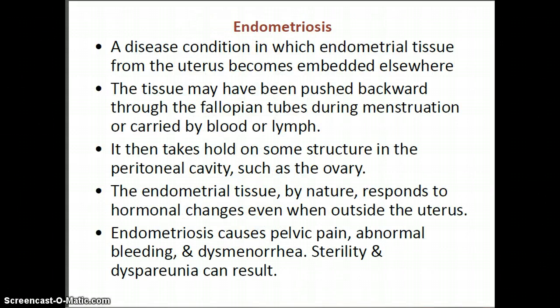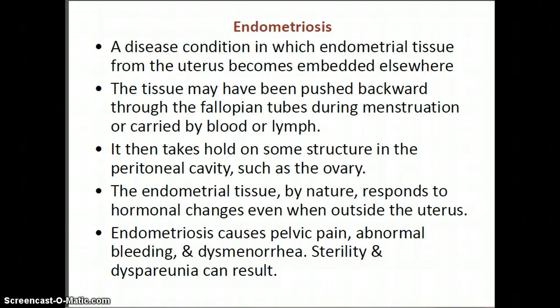Endometriosis is a disease condition in which the endometrial tissue from the uterus becomes embedded elsewhere. Some of the ways this could happen: the tissue may have been pushed backward through the fallopian tubes during menstruation or carried by blood or lymph to outlying areas. It then takes hold on another structure in the peritoneal cavity, could be the ovary. The endometrial tissue, by its nature, responds to hormonal changes even when it is outside of the uterus.